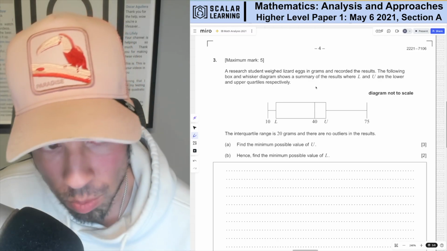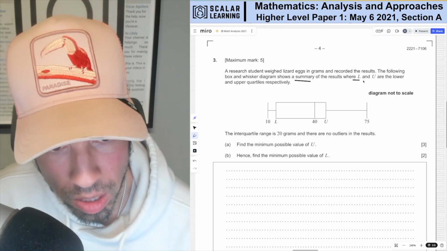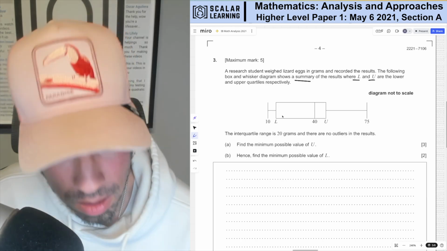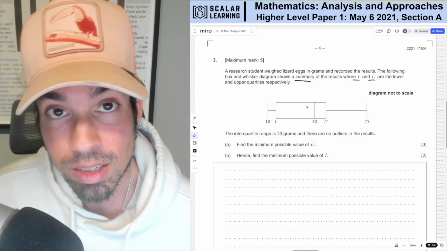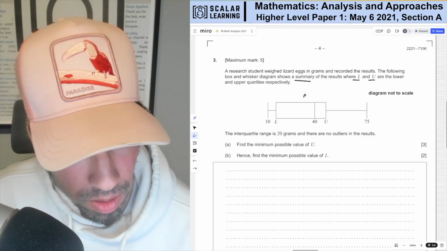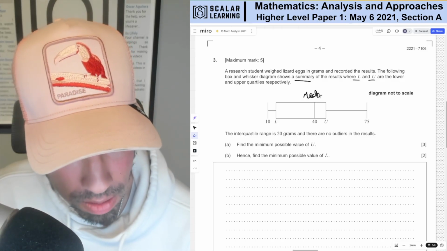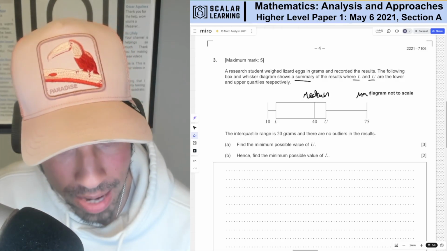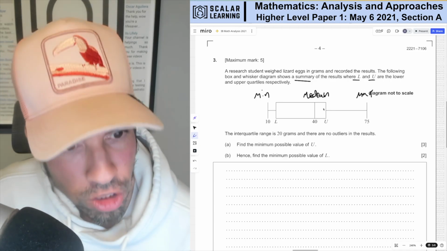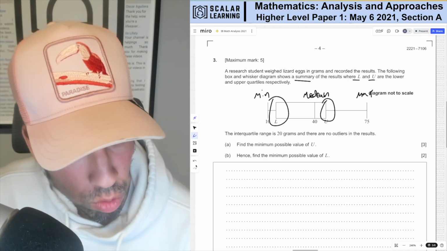The following box and whisker diagram shows a summary of the results, where L and U are the lower and upper quartiles, respectively. And this is a standard box and whisker plot. Just so you guys know, I'm going to write in a couple things here. This line right here is going to be our median value. This is going to be my max at the end of these little whiskers, and this is going to be my min value. And then, just like I said, this is the upper quartile and lower quartile, which we don't know.